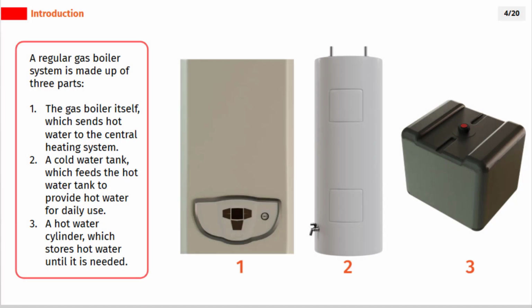A regular gas boiler system is made up of 3 parts. The gas boiler itself, which sends hot water to the central heating system. A cold water tank, which feeds the hot water tank to provide hot water for daily use. A hot water cylinder, which stores hot water until it is needed.